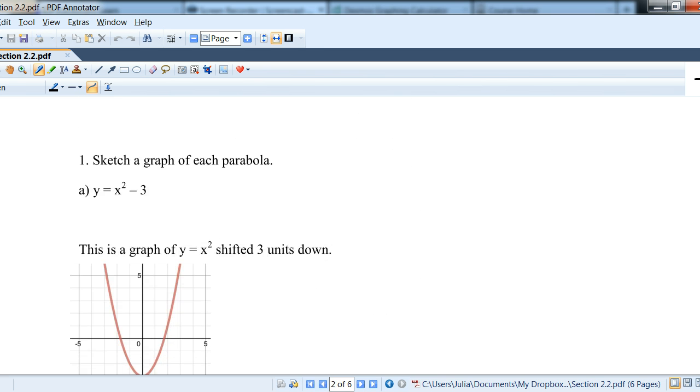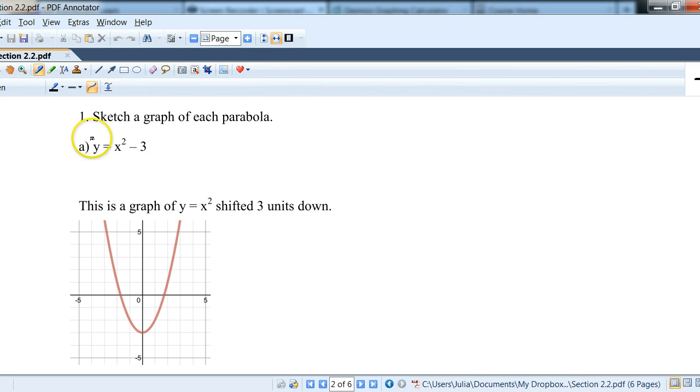Now let's take a couple of examples, like let's say y equals x squared minus 3. Now notice there is no horizontal shift. The only thing that we have is a vertical shift. So it's x squared, but it's shifted 3 units down. And notice how the graph looks like a regular parabola, but it's starting at (0, -3). This is where the vertex would be. Actually, it would be (0, -3), because there's no horizontal shift.